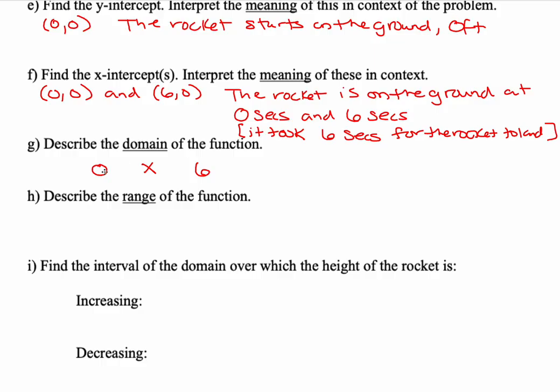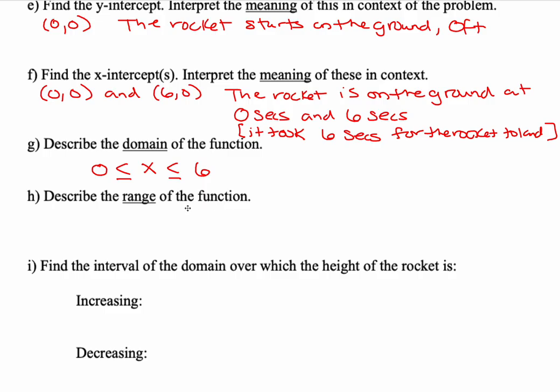So we know 0 is going to be the smallest, so it's smaller than x, but it can be at 0 seconds, as in the rocket has not launched yet. So we're going to put less than or equal to. Then x is also going to be, so your seconds are going to be smaller than 6, so x is less than 6, but it will hit at 6. So that means that it's landing at 6 seconds, so we can put the equal to symbol. So our domain is 0 is less than or equal to x, less than or equal to 6.